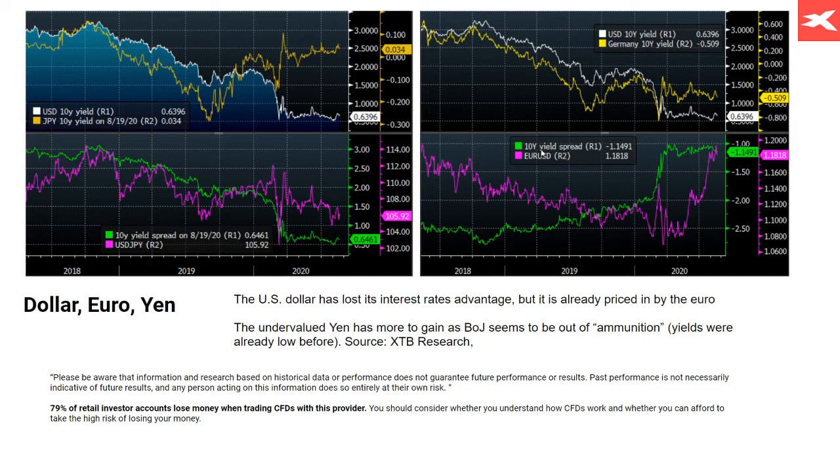We can see here the chart that shows us the disparity between the 10-year bond yield spread and the Euro-USD pair, and how they're now combining. Here they're separating, and here they're separating with the yen.